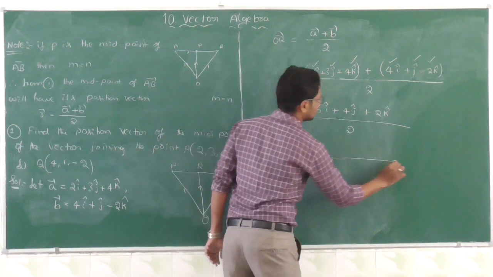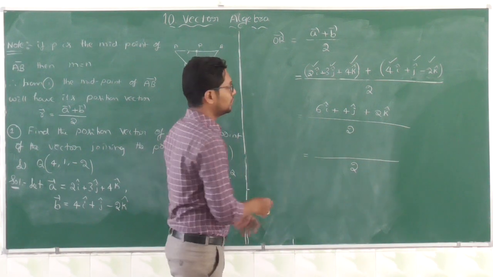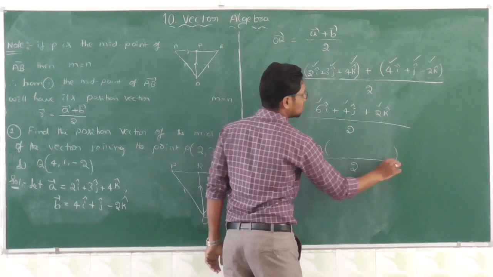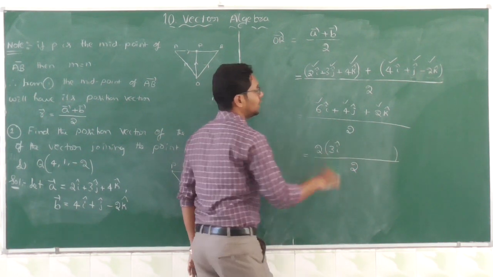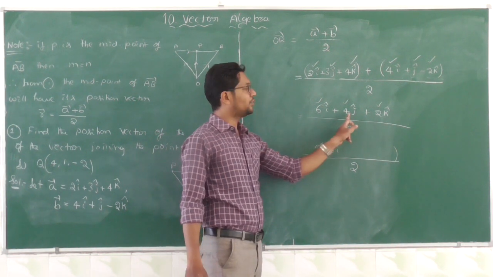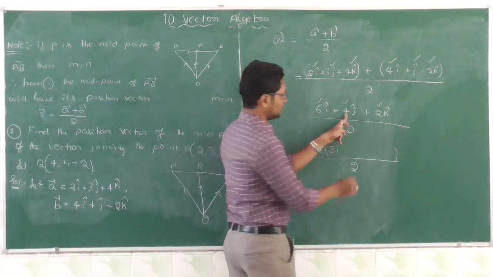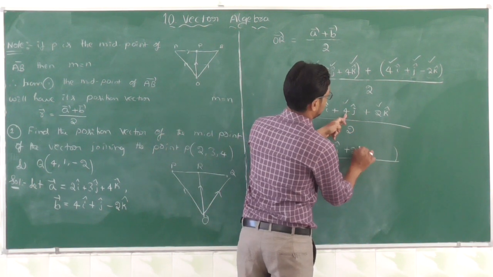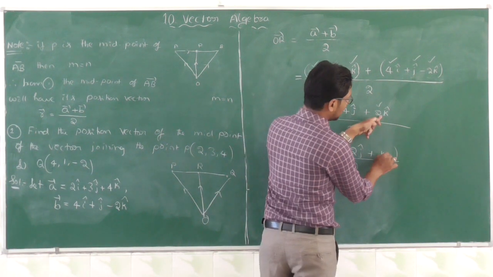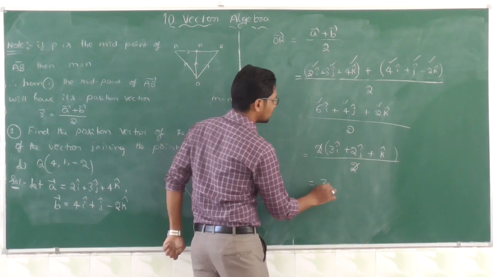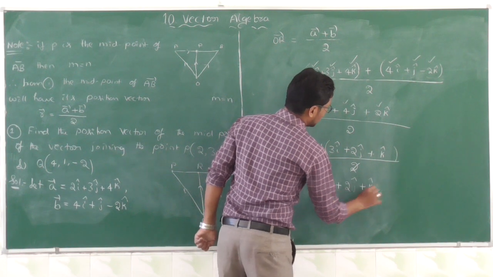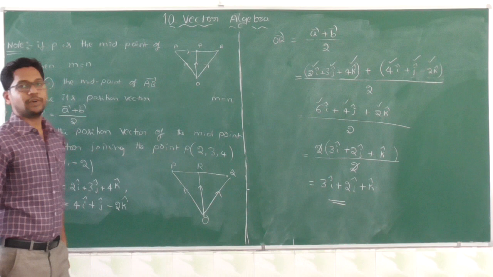Here we have 6, 4 and 2. Take 2 outside: 2 outside from 6 gives 3i, 2 outside from 4 gives plus 2j, and 2 outside from 2k gives only k. The 2 will get cancelled. That equals 3i cap plus 2j cap plus k cap. Hence it is the required position vector.